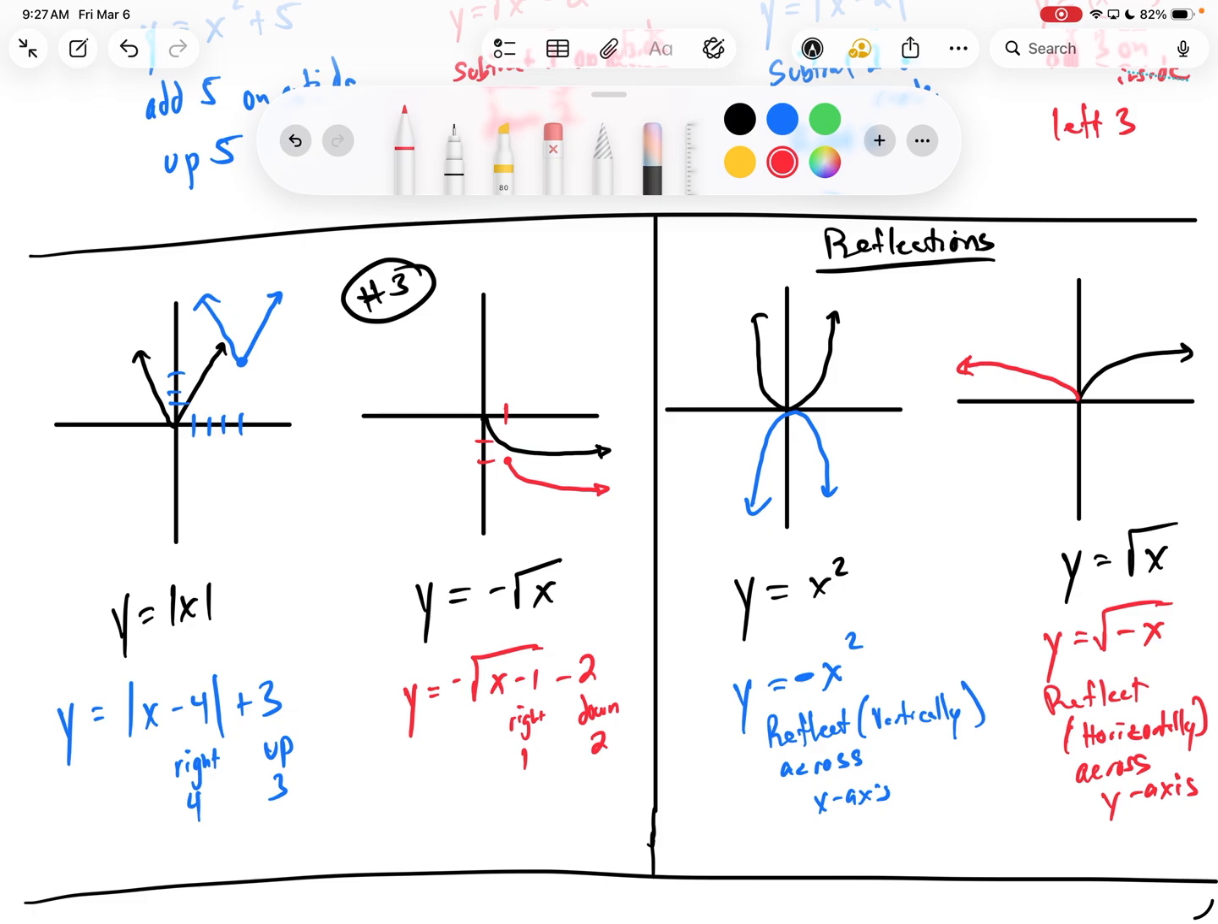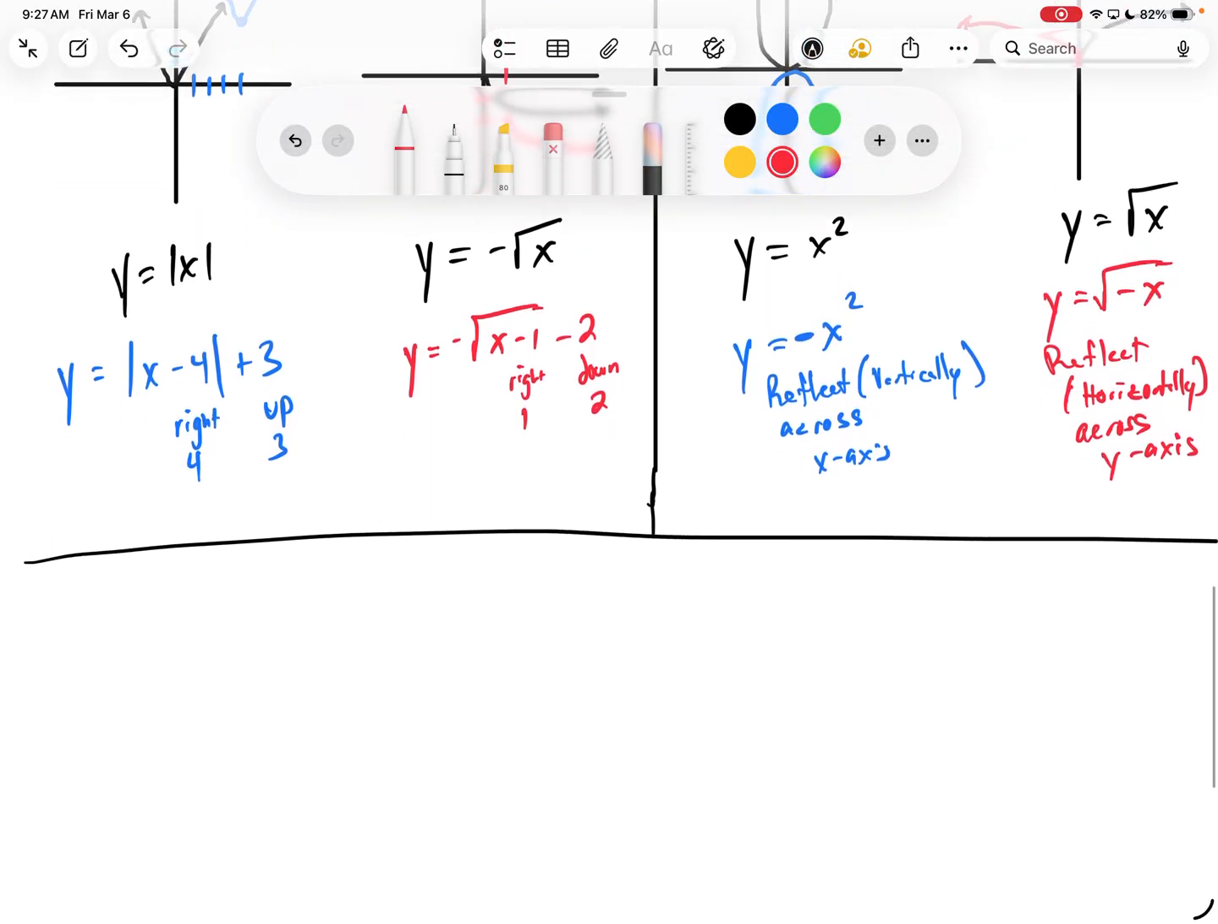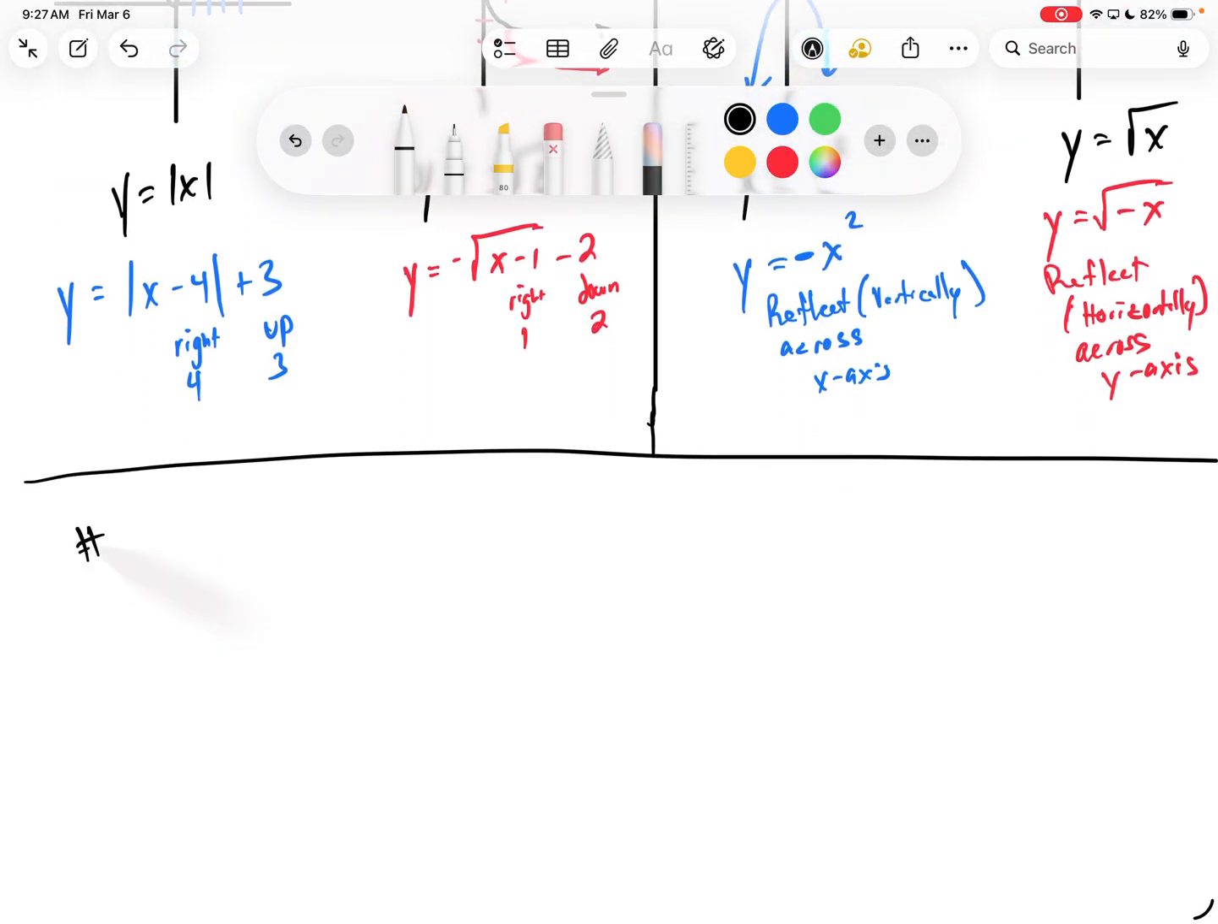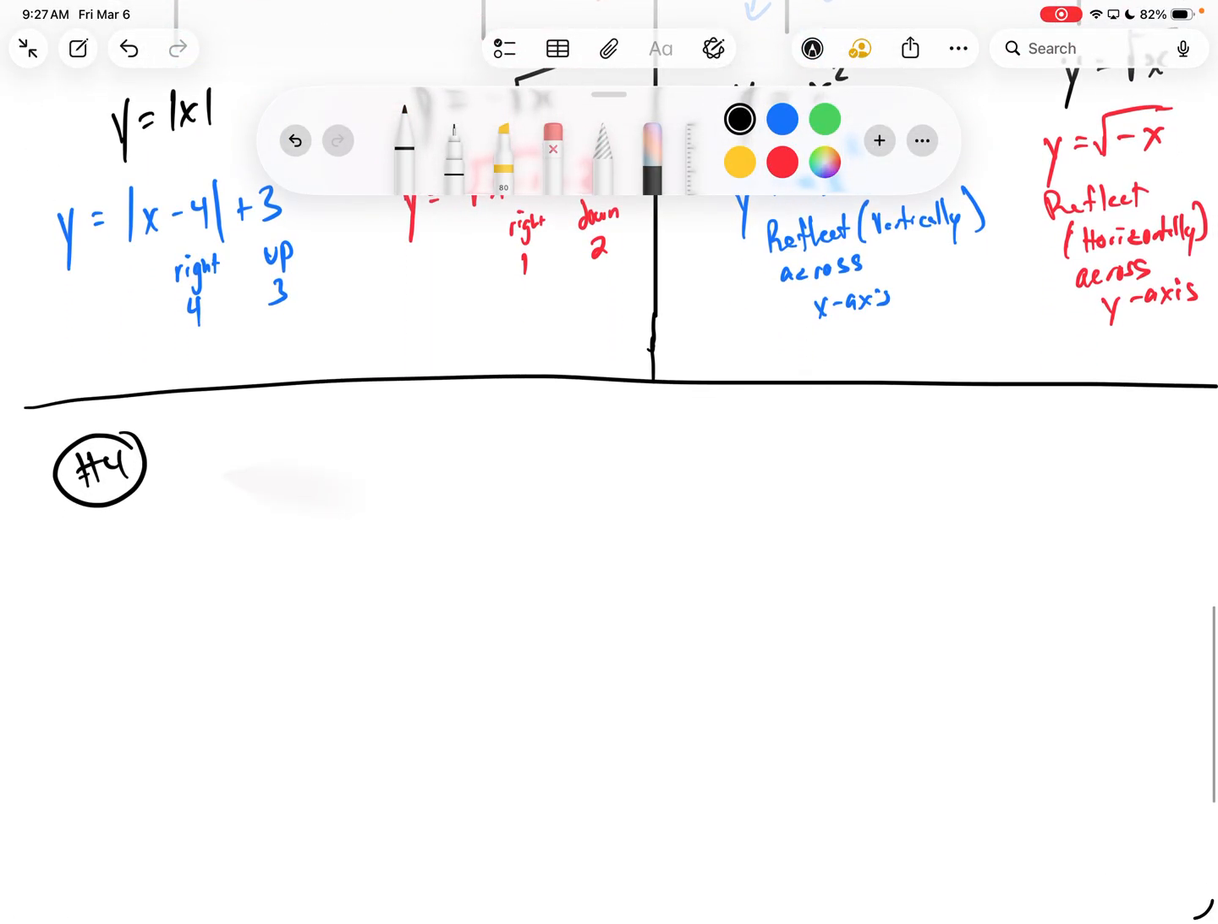Giving you a second to write. All right, I'm going to skip and do number 4 real quick because it has to do with reflections.